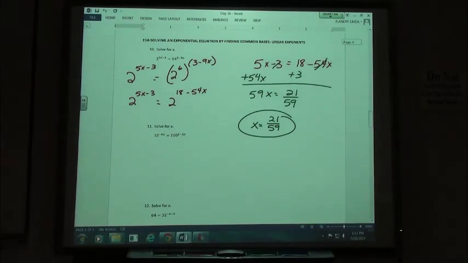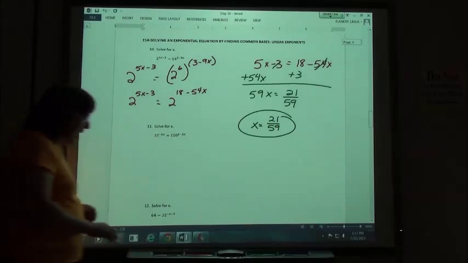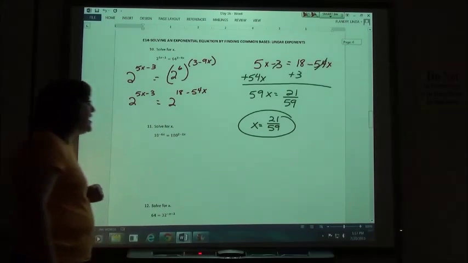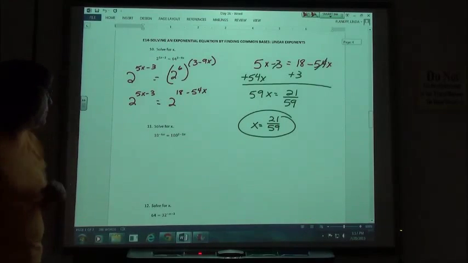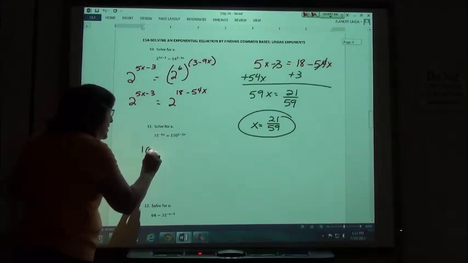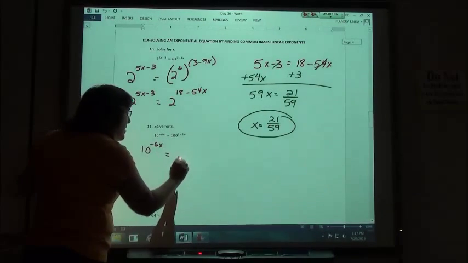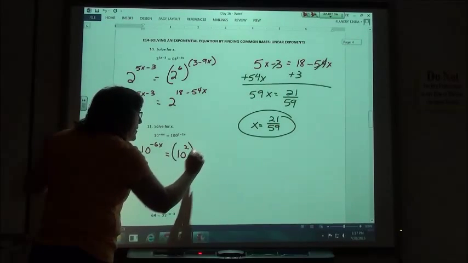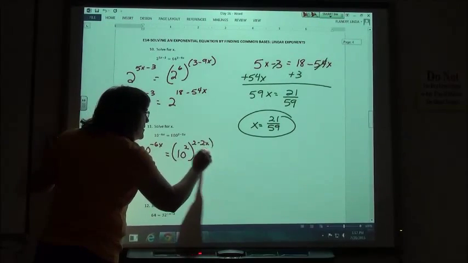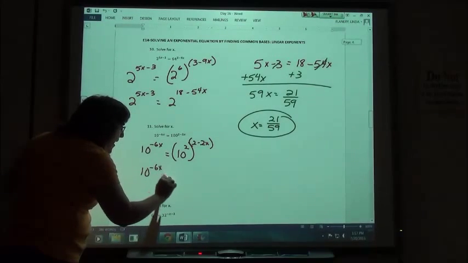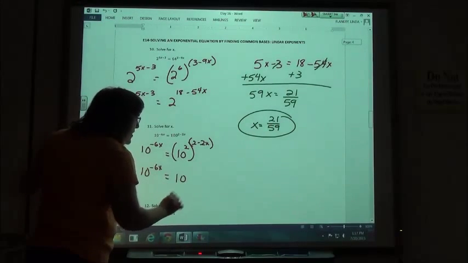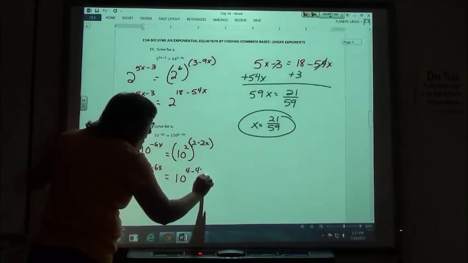So number 11 is the same kind of thing. I've got base 10. I really can't write 10 to a different base, but I can write 100 as 10 to the 2nd power. So 10 to the negative 6x is going to equal 10 squared to the 2 minus 2x. So again, I have to go ahead and multiply that out. So I would have 10 to the 4 minus 4x.